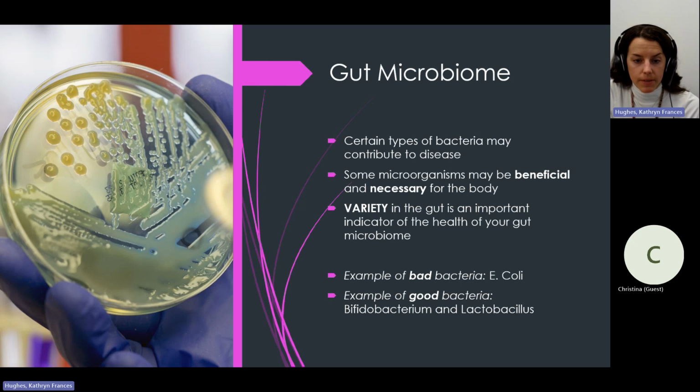So our gut microbiome, like I said, does contain a lot of different types of bacteria that contribute to disease, but also protect against disease. Some microorganisms are actually beneficial and necessary for the body. But variety in the gut is an important indicator of the health of your gut microbiome. An example of bad bacteria is something like E. coli. An example of good bacteria is something like bifidobacterium or lactobacillus. Some people take probiotics for this, which we will be discussing as well.